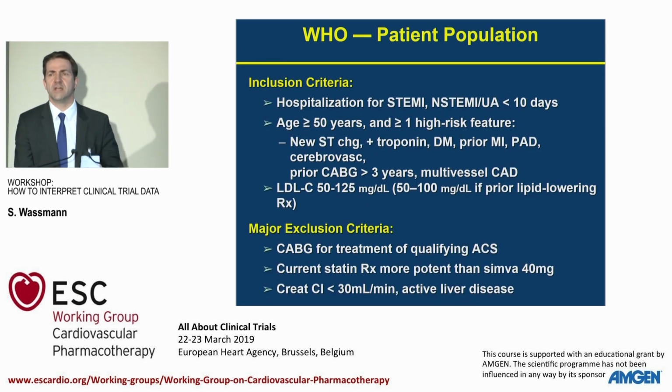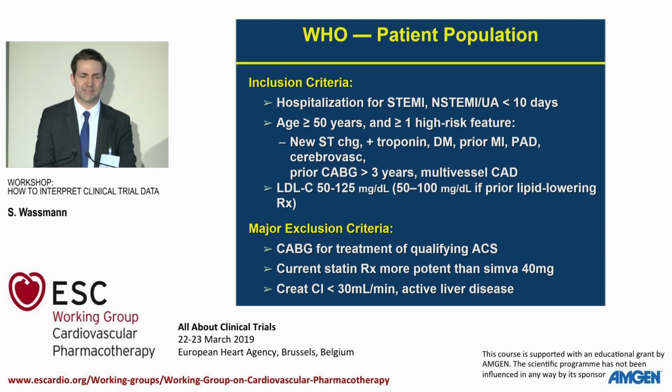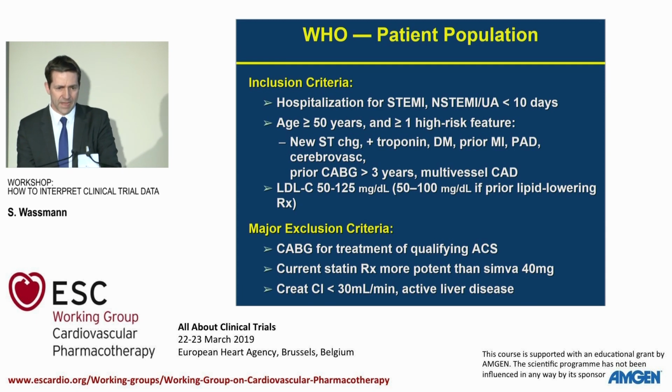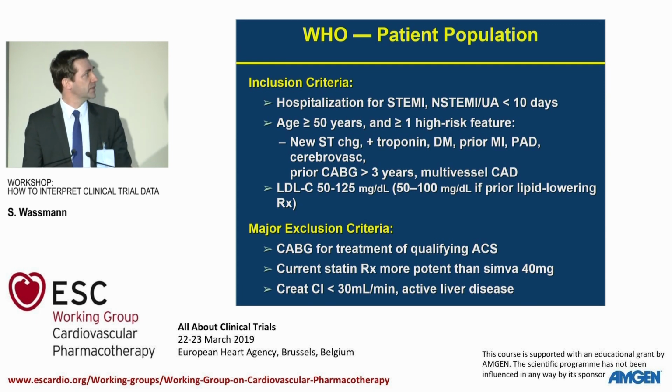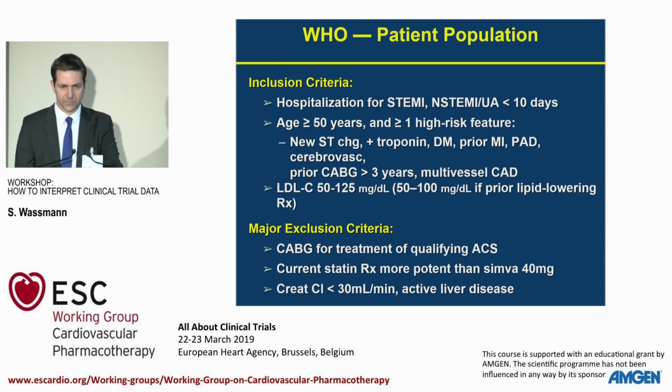Now the who. Always look for the study population. That's very important. You can check out the inclusion criteria, exclusion criteria, and of course baseline criteria. These were patients with a recent ACS. LDL cholesterol was between 50 and 125 milligrams per deciliter, or lower if they were on lipid-lowering therapy.